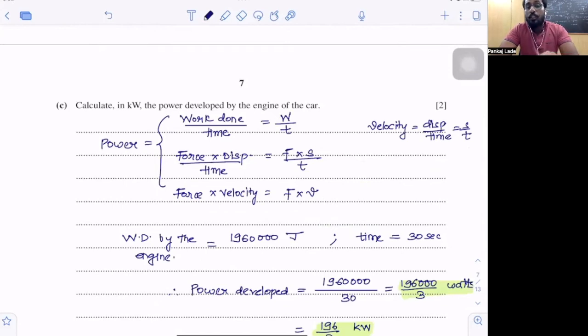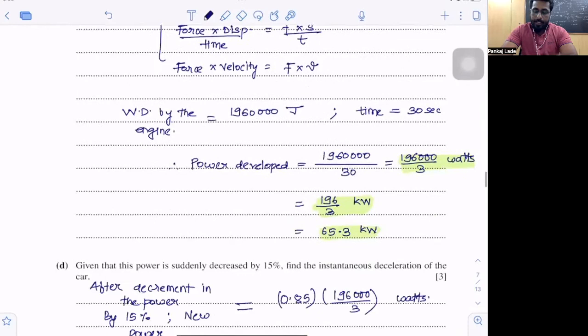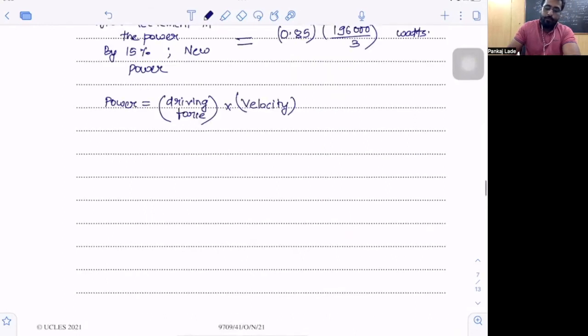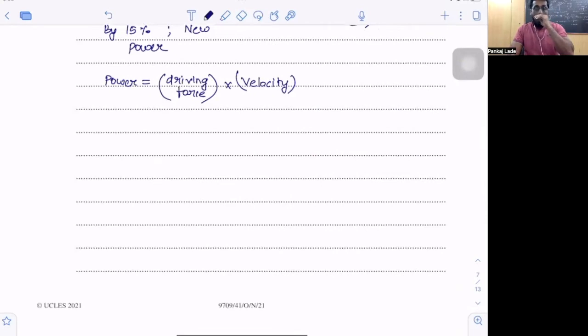Power is equal to force into velocity. What's that force? That force is the driving force that has been generated, right? So I can now say power is given by the driving force multiplied with the velocity, right? The driving force multiplied with the velocity.